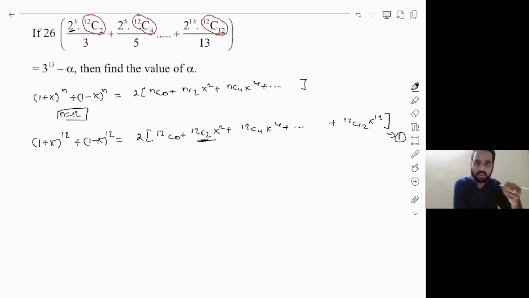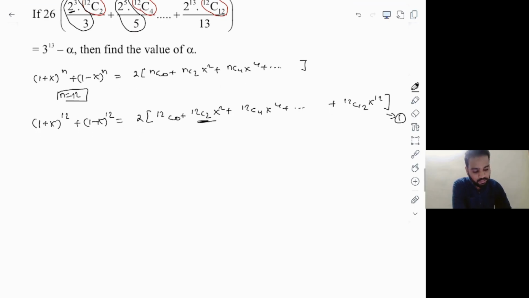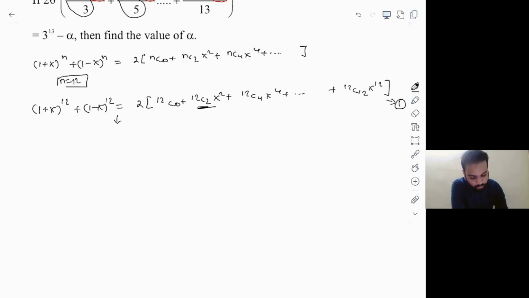So obviously what we can do is we need to integrate here because 2^3/3 is just like x^3/3. If you look at this 2^5/5, it is like x^5/5, which means you can get this 2^3/3 by integrating x^2. You can get this 2^5/5 by integrating x^4. So that is why I'm going to integrate this equation number 1 on both sides. Integration of (1 + x)^12 + (1 - x)^12 dx is equals to 2 times.